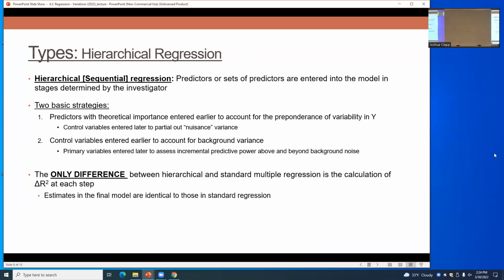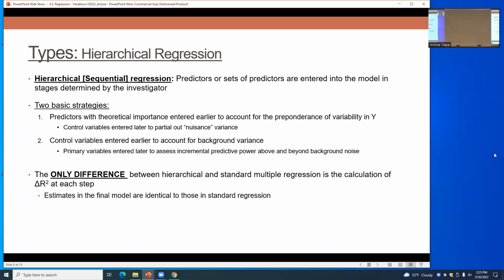Let's say we start with approach number 2. We enter our control variables. Let's say we throw in participant sex, state mood, and social desirability, and look at their associations with our outcome. Then in the second step, we've got our critical variables, whatever those are in our study, and in the second block, we layer those in.